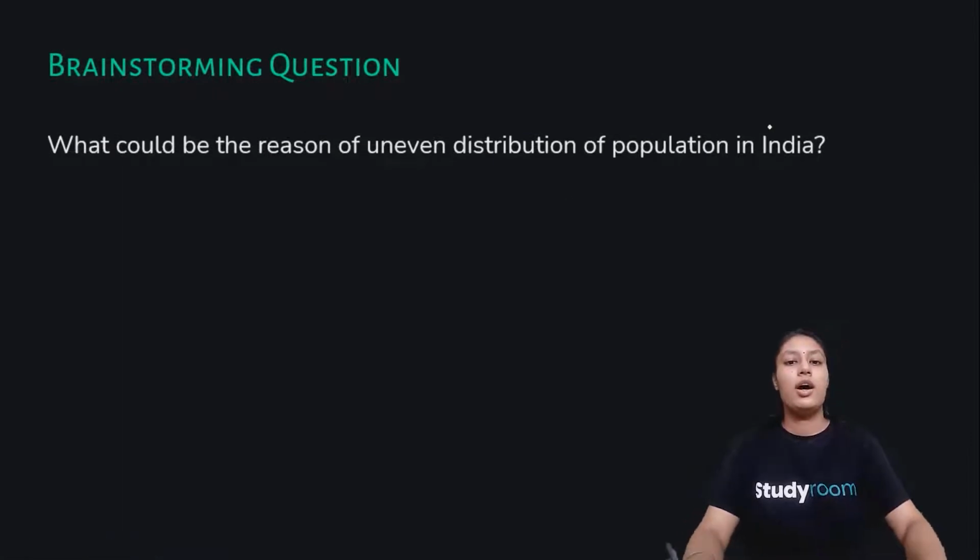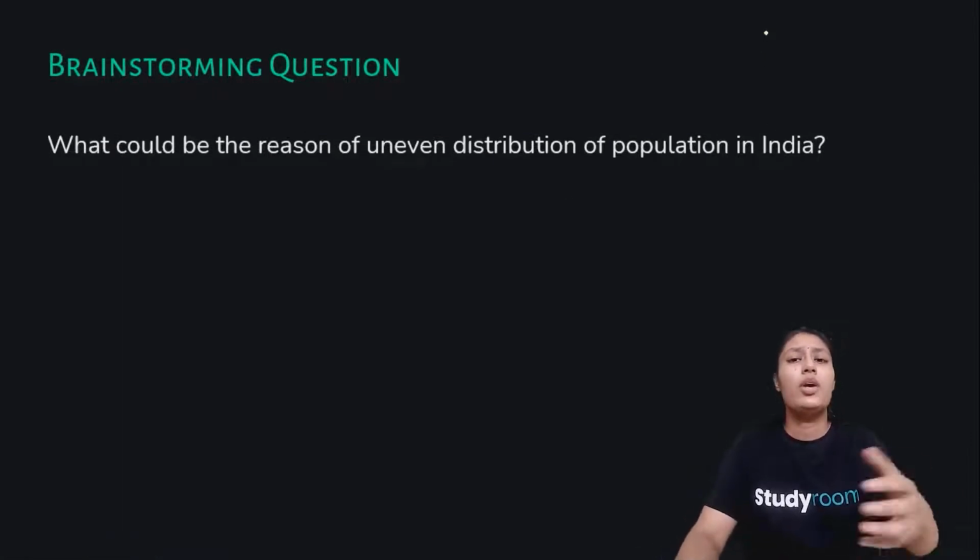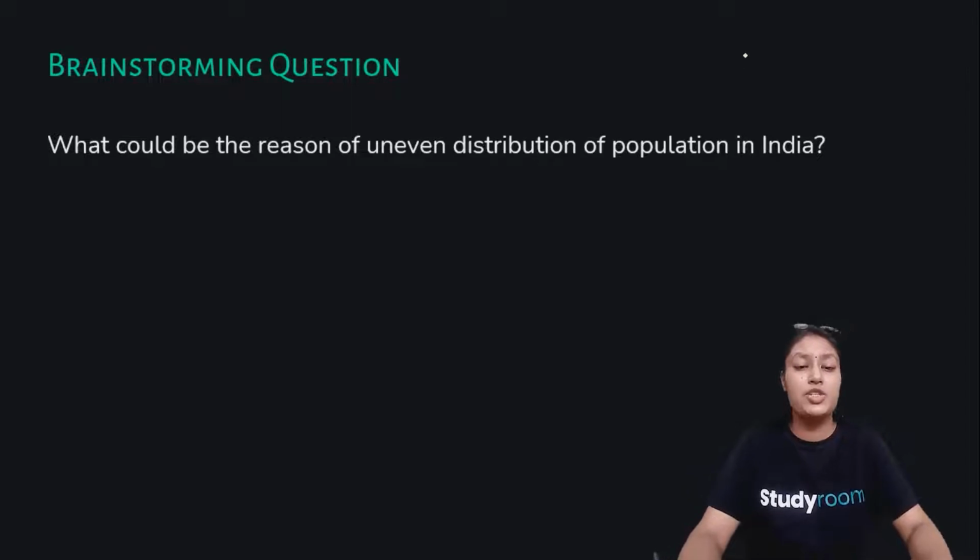Now, how can we study the chapter without brainstorming a little? So here's again a very important brainstorming for you all. What could be the reason for the uneven distribution of population in India? Yes, we have studied in the pie chart that population in India is very unevenly distributed. So what is the reason for this?